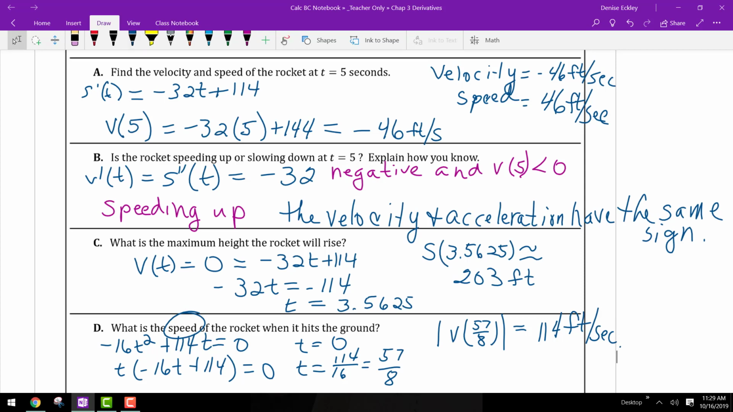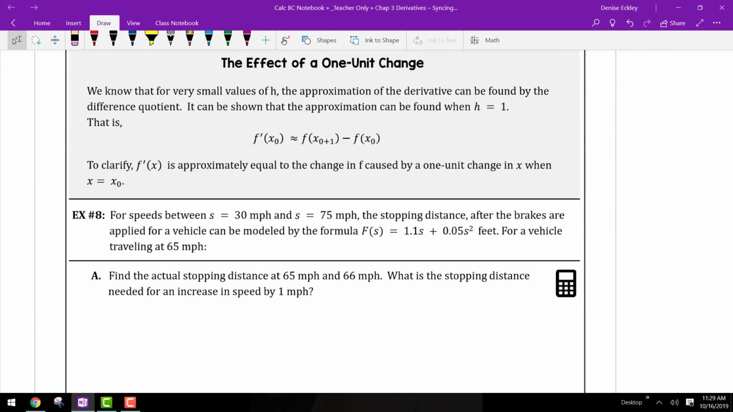Okay. So then finally, the effect of 1 unit change. So we know that for very small values of h, the approximation of the derivative can be found by the difference quotient. It can be shown that the approximation can be found when h equals 1. That is, f prime of x0 is approximately equal to f of x0 plus 1 minus f of x0. So just to clarify, f prime of x is approximately equal to the change in f caused by 1 unit change in x, when you're talking about your specific x value. So we're going to go through and do an example where this is a helpful concept to have.